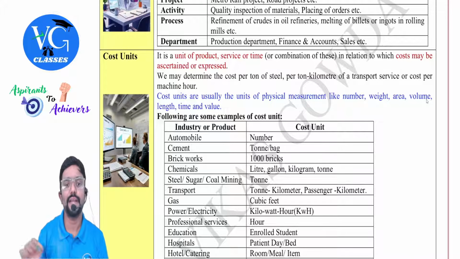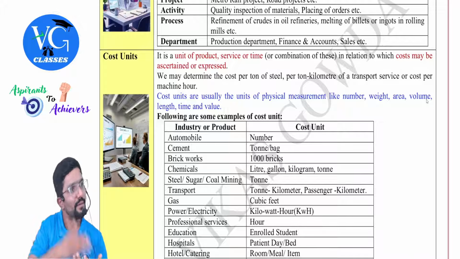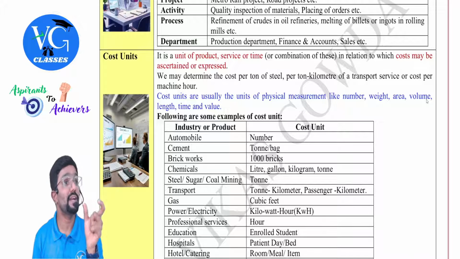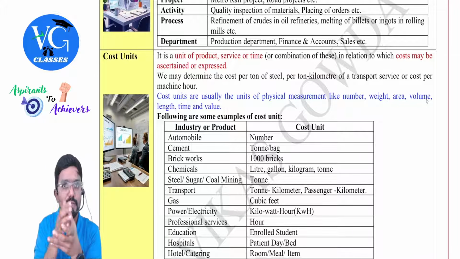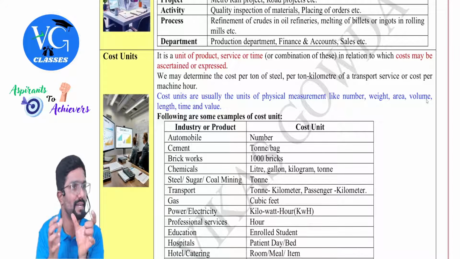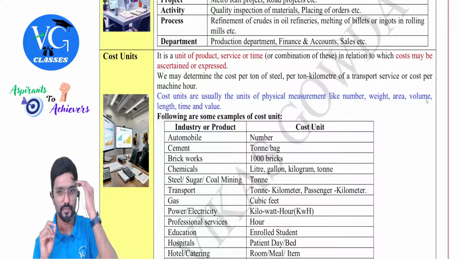It is a unit of product or service or time or combination of these. Combination is, for example, it can be per unit per hour, something like that. Even what I told, per kilometer per passenger, per ton per kilometer. We call that a composite cost unit. Composite cost unit is when you are using two or more cost units, which we will learn in the service costing chapter.